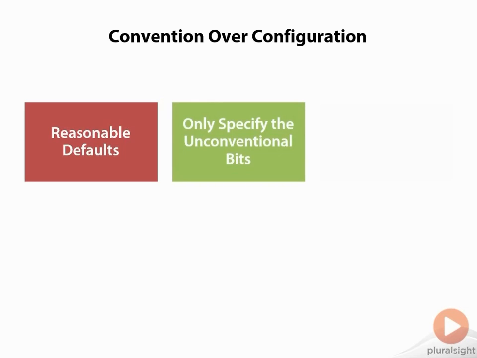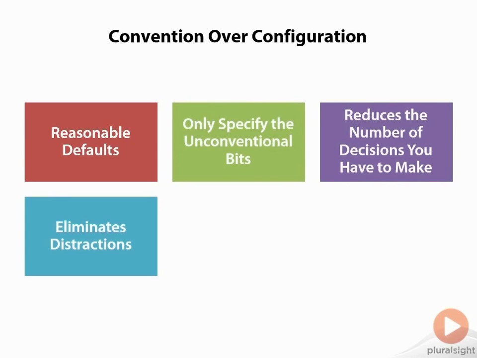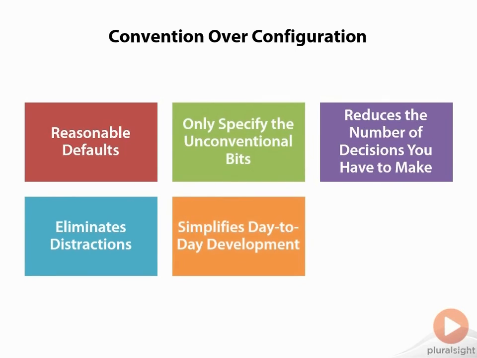Convention over configuration reduces the number of decisions you have to make. This eliminates auxiliary concerns that aren't crucial to the feature you are working on. By handling uninteresting, cross-cutting concerns, your day-to-day development life becomes simpler. You can write code that focuses on the problem you're trying to solve and trust the conventions to handle the rest. One word of caution.